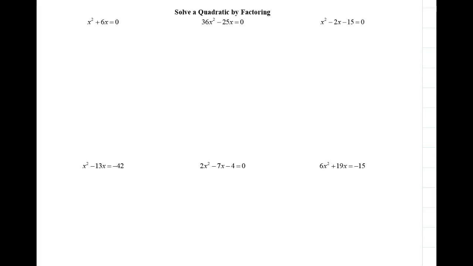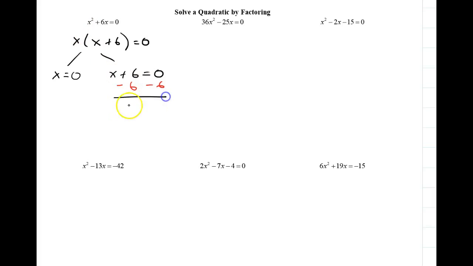Alright, so we're going to solve this by factoring. So we have an x in common, so this becomes x times (x plus 6) equals 0. Here we set them equal to 0. This one's already 0, minus 6 from both sides. And so now we have two answers, negative 6 and 0. So you could write it as x equals negative 6, comma 0.